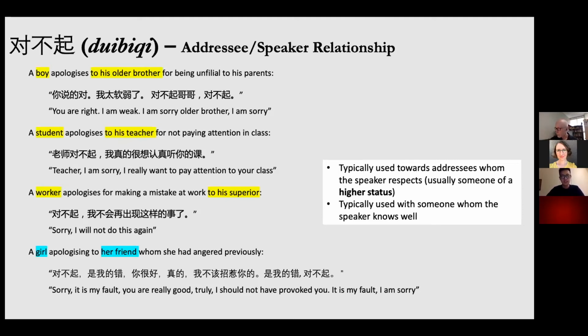However, in the last example, a girl apologizing to her friend, arguably that is a relationship where both of them are at the same level. Before, I posited that it's typically used towards addressees of a higher status. In these situations, it is an exception, because when the fault committed by the speaker is so severe, it warrants a more sincere or more extreme apology, and hence 对不起 can be used towards addressees of a higher or lower status. In this case, the addressee and addresser relationship is not clear. However, in all the other common instances, it is typically used towards someone of a higher status.